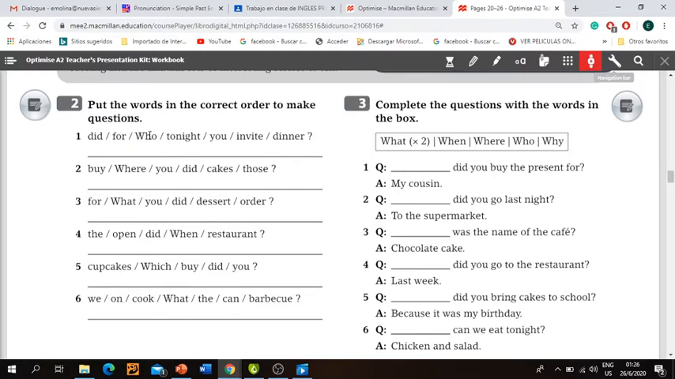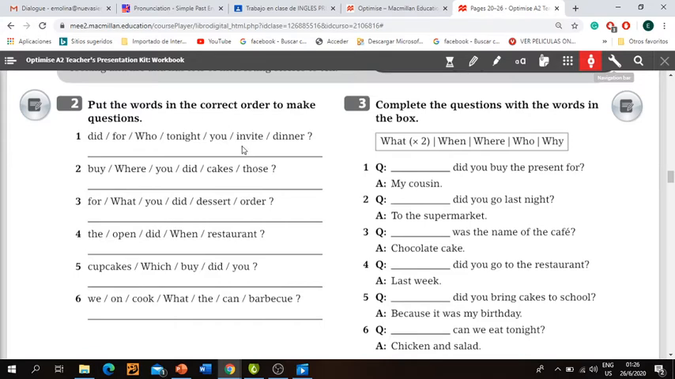Next, in the order, we have the auxiliary. Okay, so who did, then comes the subject. Who did you, then the verb. Who did you invite, and then the rest of the sentence. Who did you invite for dinner tonight? Remember to add the question mark at the end of your sentence.